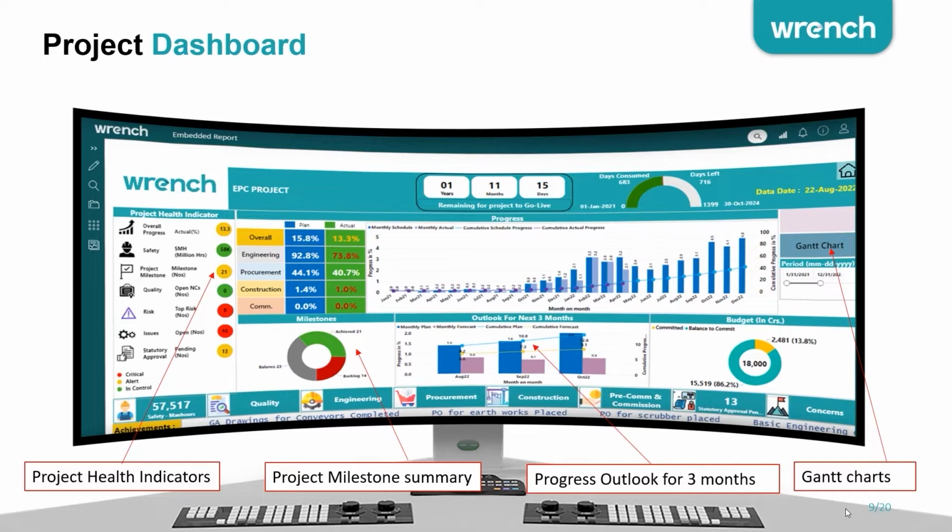You see the overall S-curve of the project. You look at your Gantt chart. And more importantly, you can see which activities have been completed and what the backlogs are, and also the trend analysis on the outlook for the next 3 months based on the present trend in which the project is progressing, and also your budget.